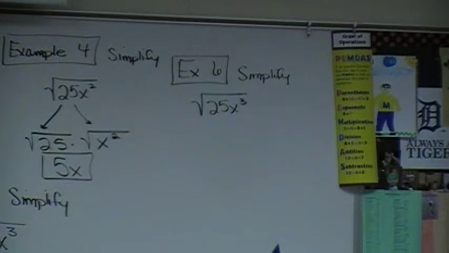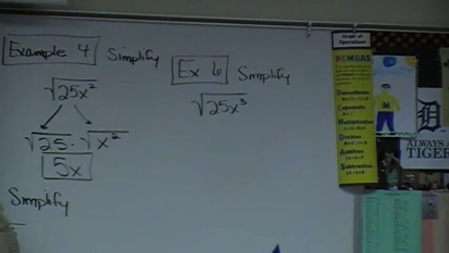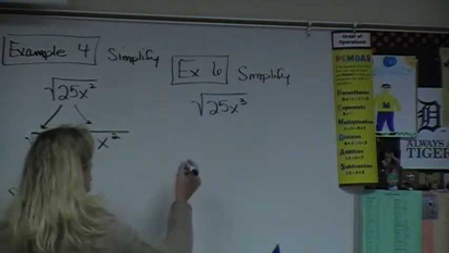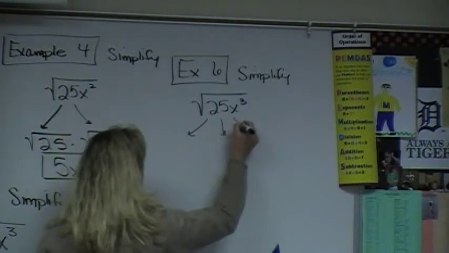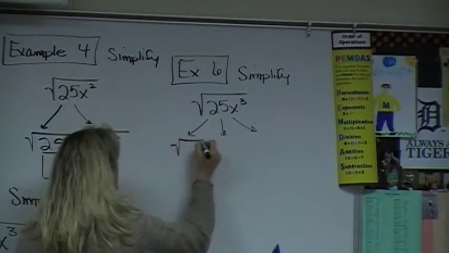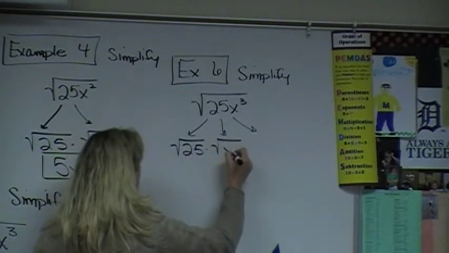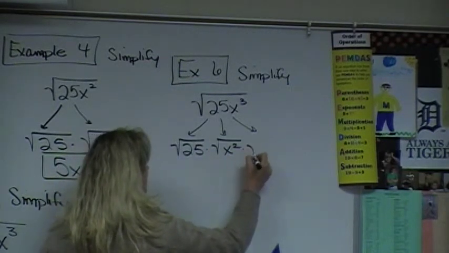Okay, how did you guys do? How many radicals did you separate this into, Stephen? 3. Okay, tell me what they were. The square root of 25, yep, times the square root of x squared, and then the square root of x.